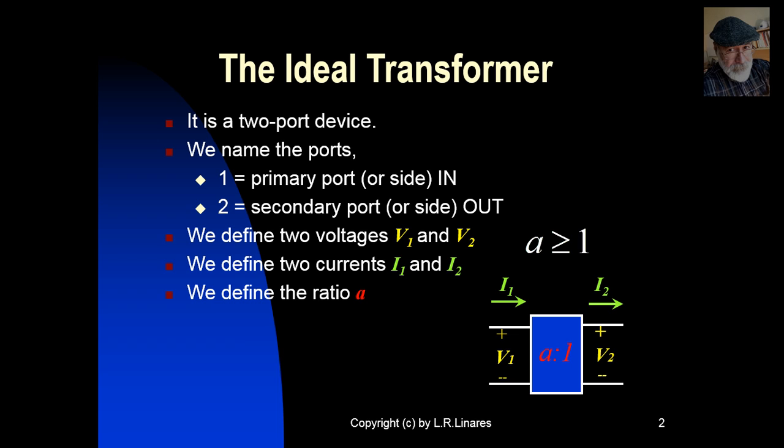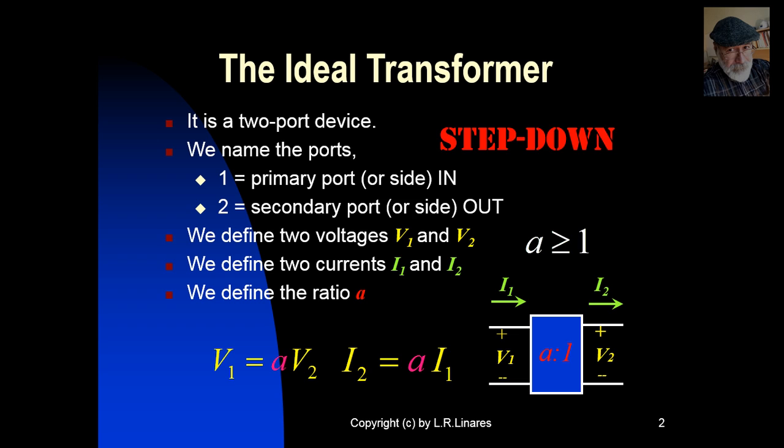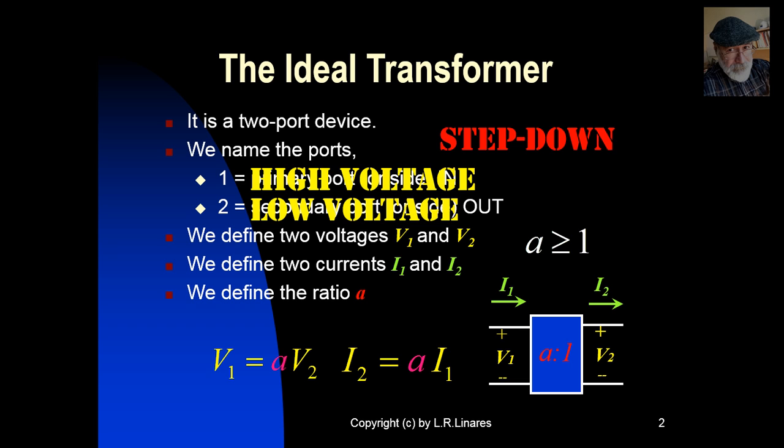And the behavior of the transformer is given not by one but by two equations. V1 is A times V2, and at the same time, I2 is A times I1. This is what we call a step-down transformer because it receives power at a higher voltage and delivers the power to the load at a lower voltage. In this transformer, the primary is also called the high voltage side and the secondary is called the low voltage side.